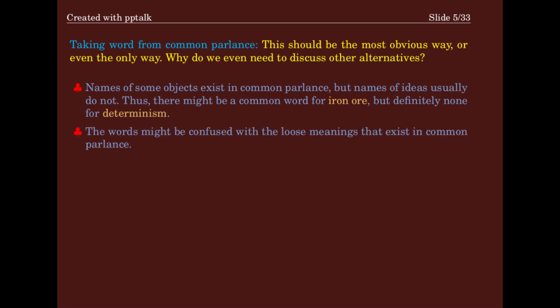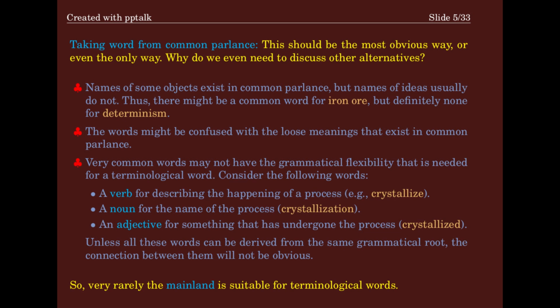Number two, if you take a commonly spoken word as a terminological word, its meaning might be confused with the loose meanings that exist in common parlance. I will give examples later. Number three, very common words may not have the grammatical flexibility that is needed to define a terminological word. So, consider the following words: a verb for describing the happening of a process, for example, crystallize; a noun for the name of the process, crystallization; an adjective for something that has undergone the process, crystallized. Unless all these words can be derived from the same grammatical root in the common parlance, the connection between them will not be obvious.